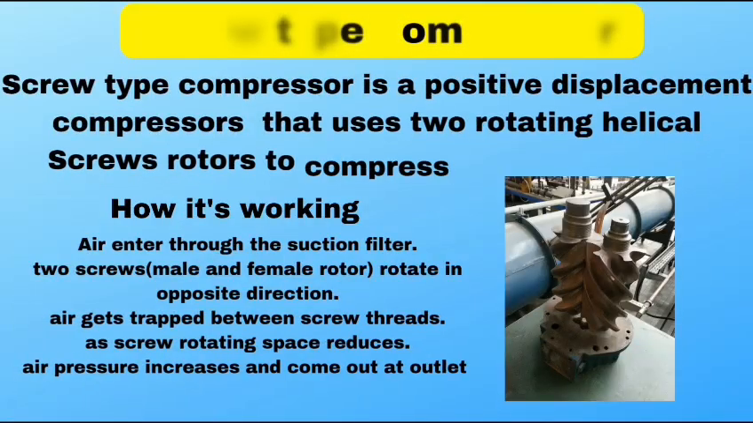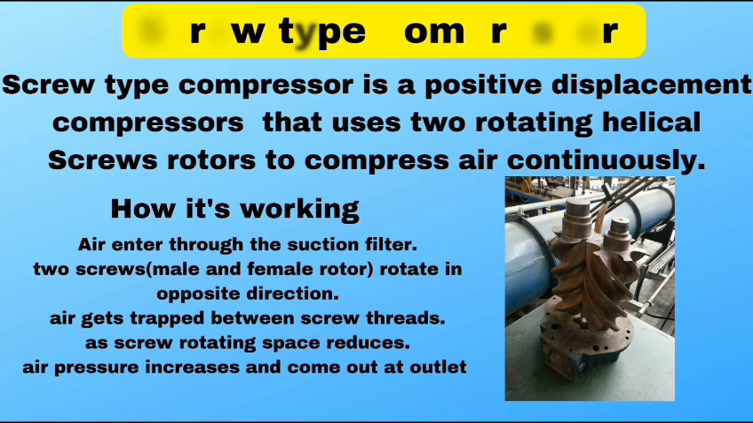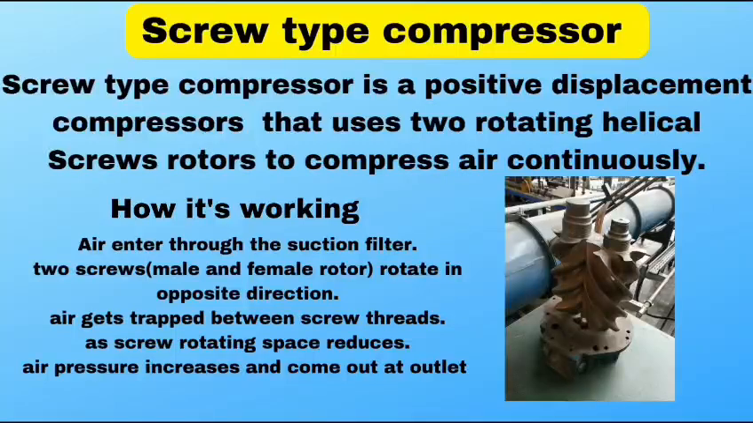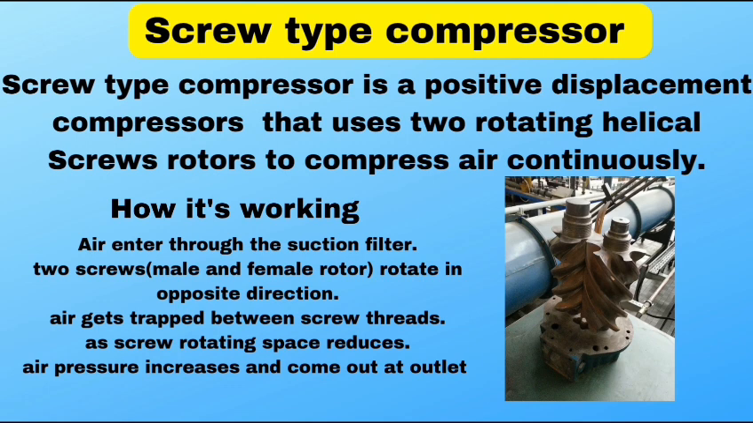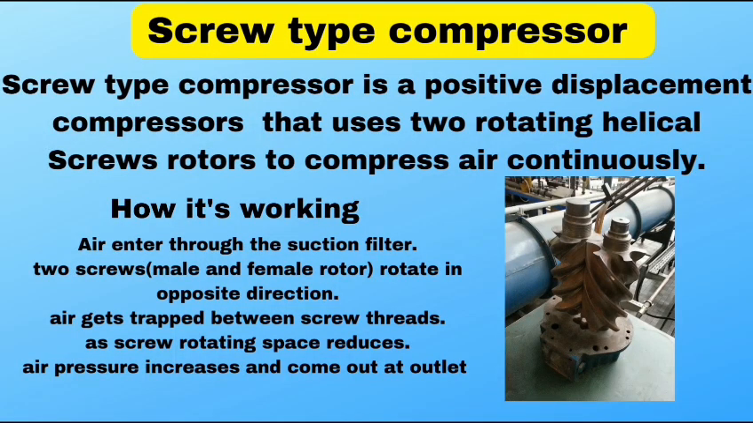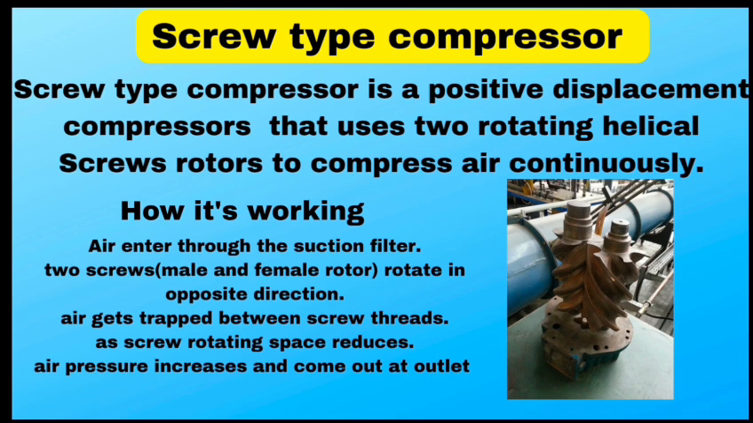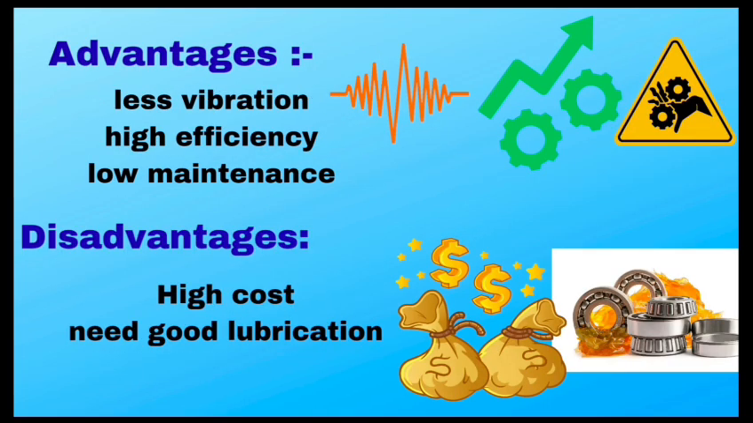A screw type compressor is a positive displacement compressor that uses two rotating helical screw rotors to compress air continuously. How screw compressors work: air enters the inlet filter. Two screws, male and female rotors, rotate in opposite directions. Air gets trapped between the screw threads. As the screws rotate, the space reduces, air pressure increases and the air comes out at the outlet.